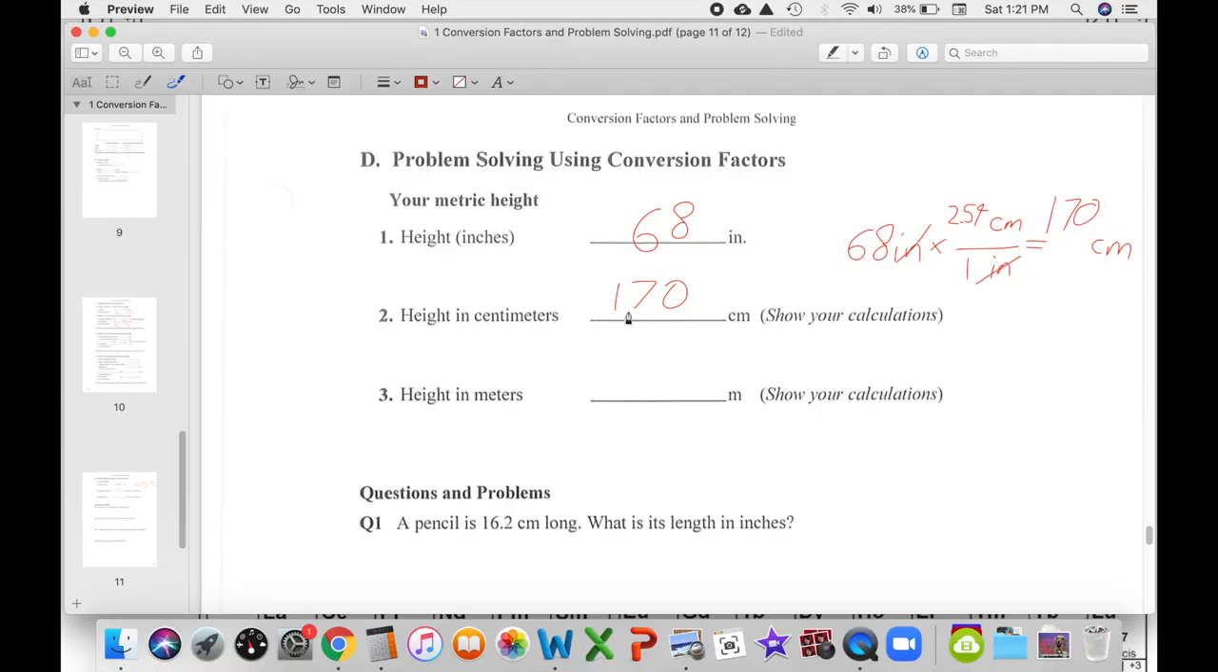Likewise, when I want to convert this into meters, I would look at the conversion factor between centimeters and meters. Generally, if you look at that table on page 3, you will see that there are 100 centimeters in 1 meter. That prefix centi means 100th, if that helps you remember it. So we start off with 170 centimeters, and we want to wind up with meters.